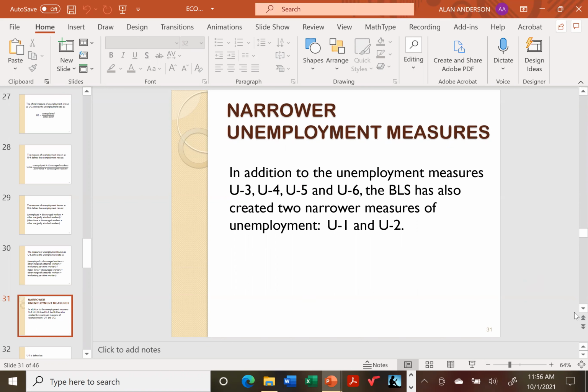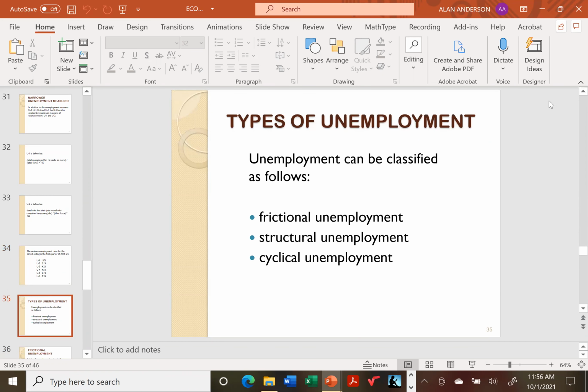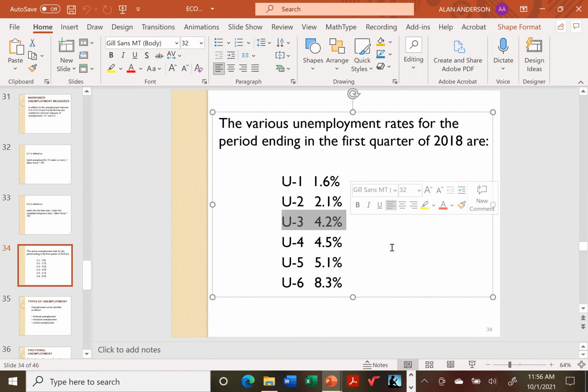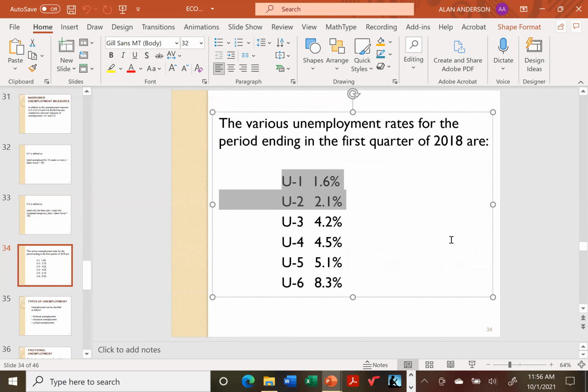But they're all out there, if you want to look up the data. Oh, here it is. I did put a chart together for the first quarter of 2018, and this is pretty normal. This would be the official rate. But you can see as you go up, they go up and up and up because you're including more and more people. But down here, we have less unemployment because we're including less people.